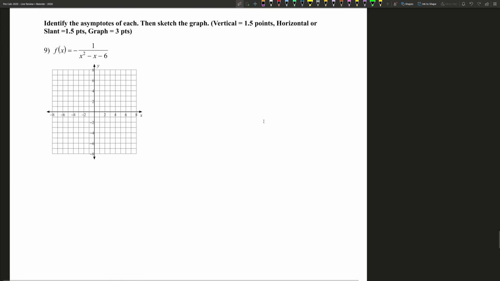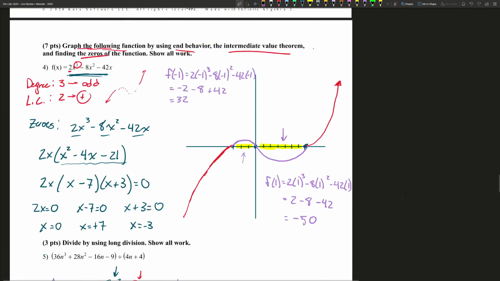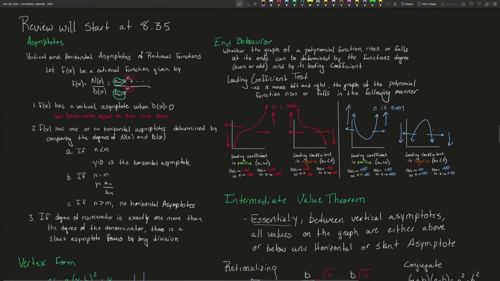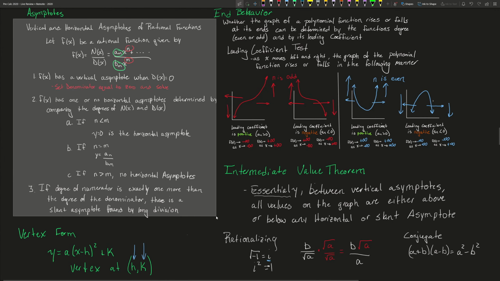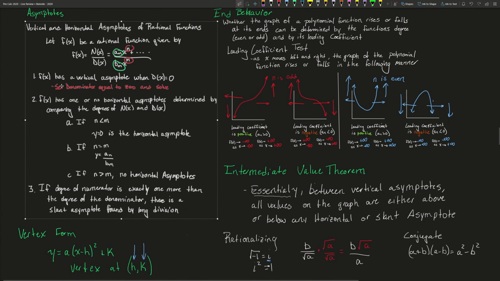Okay, and the last problem is a little bit tricky because there's a lot of different things that can happen. But really, what we're trying to do is we are trying to follow these rules. All right, and then maybe a little bit of intermediate value theorem, but mostly just these rules. All right, so I would have these out in front of you when you are doing these. All right, so let's go back down.